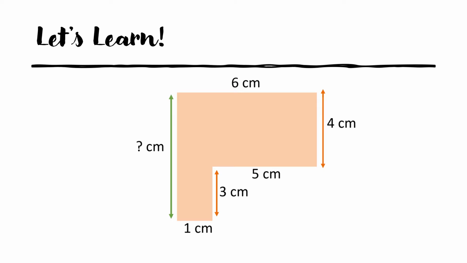Now I know that, I can now add together each side to work out the perimeter of the shape. Can you have a go now and add all the sides together to work it out? I'll give you a little bit of time to do this.